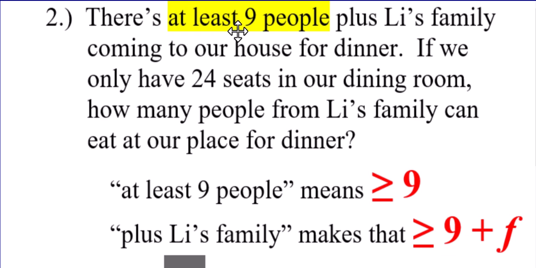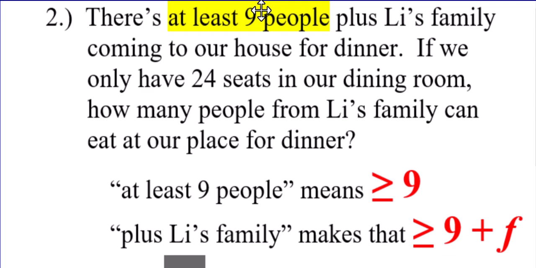Problem number 2. There's at least 9 people plus Lee's family coming to our house for dinner. If we only have 24 seats in our dining room, how many people from Lee's family can eat at our place for dinner? So I broke this down for you. Follow along. It said at least 9 people. Those are the words that mean the inequality symbol. If you go to the top of the page, you will see that at least means that much or more, so greater than or equal to.